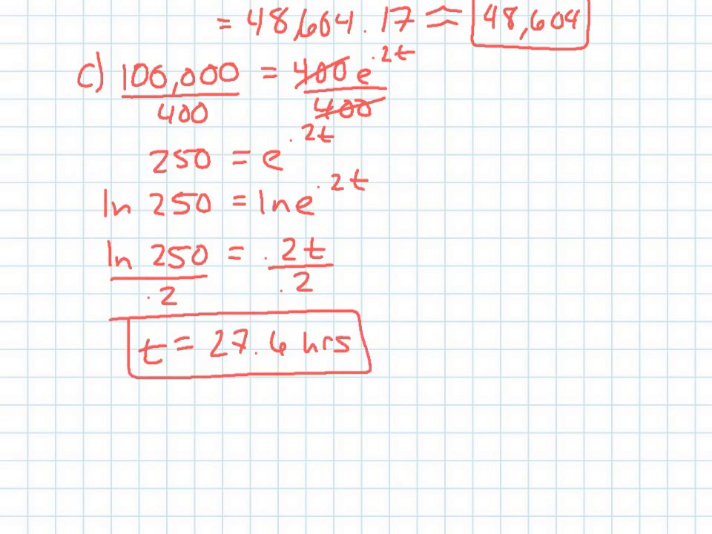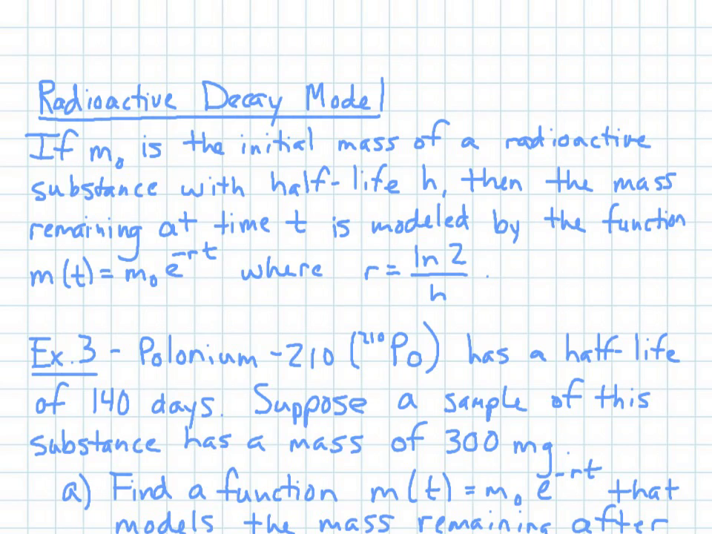Now for the next one, we can go the other way. So instead of growing, we can decay. So the radioactive decay model would be next. If m sub 0 is the initial mass of a radioactive substance with half-life h, then the mass remaining at time t is modeled by the function M(t) equals m sub 0 times e to the negative rt. So notice that our rate would be negative. Now to find r, we take ln of 2 divided by h. Okay, so h is the half-life, or how long it takes to become half of what it is.